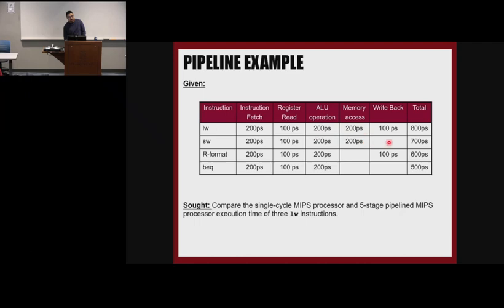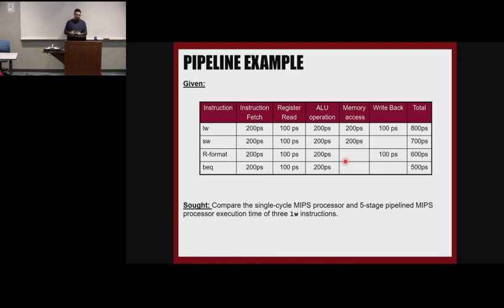And we need 700 picoseconds for store word, which is exactly, as Brandon said, store word is really close to load word. Then we have the R-format instructions that don't need the memory access part, but they have the write back stage. They need 600 picoseconds based on these numbers. And then we have branch equal, which doesn't need memory access or write back, and only consumes 500 picoseconds.